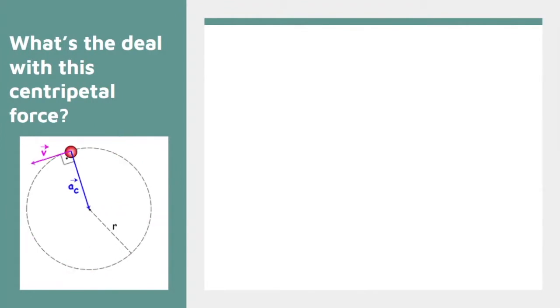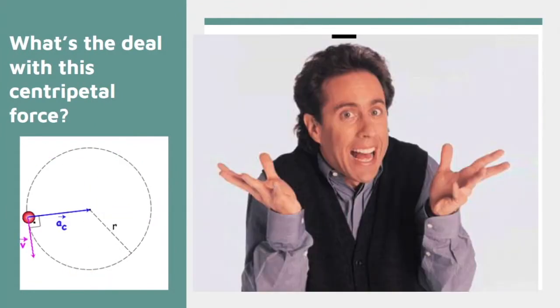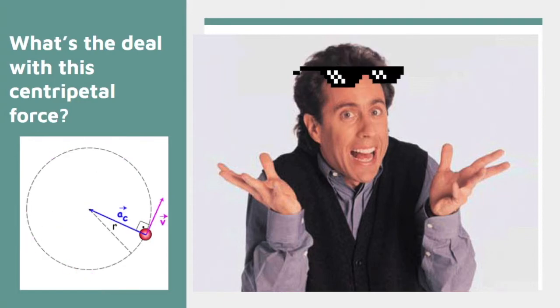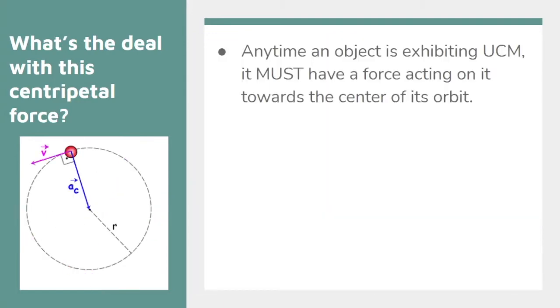So what's the deal with this whole centripetal force thing? Let's talk about this diagram a little bit. We know that anytime an object is exhibiting uniform circular motion, it must have a force acting on it towards the center of its orbit. Over here in our diagram, we can see that. Here's our object, our red blob, that's going around in a circle. I see that there's a centripetal acceleration pointed towards the middle. The same direction that that centripetal acceleration is pointing is going to be our centripetal force.